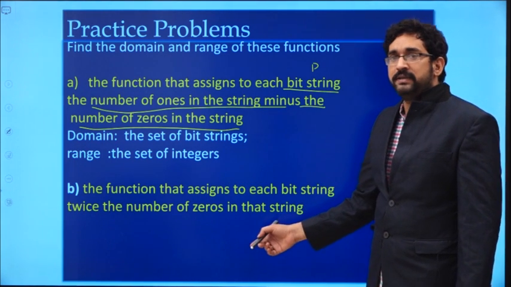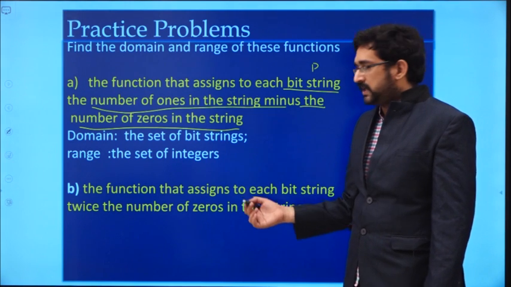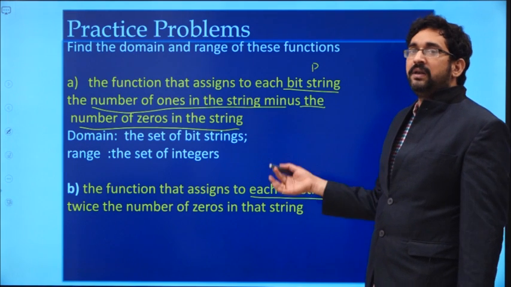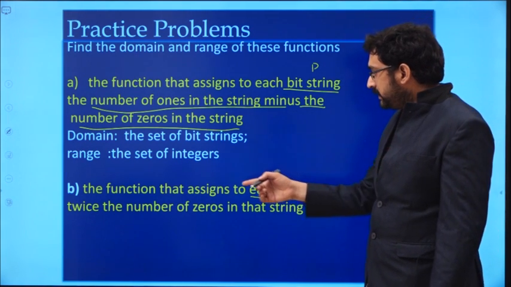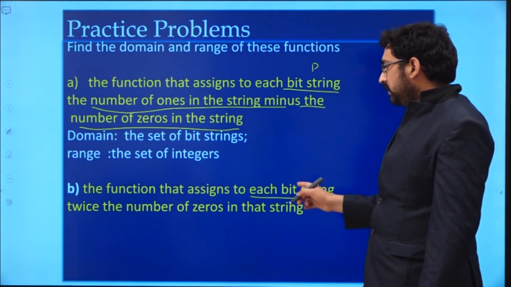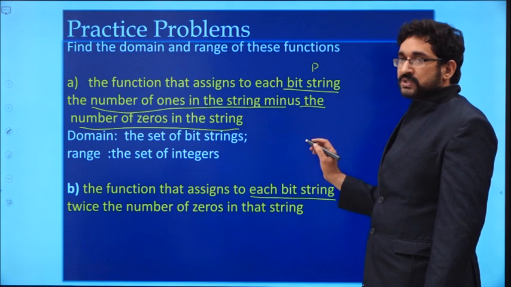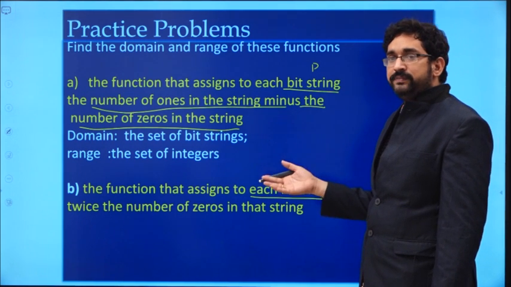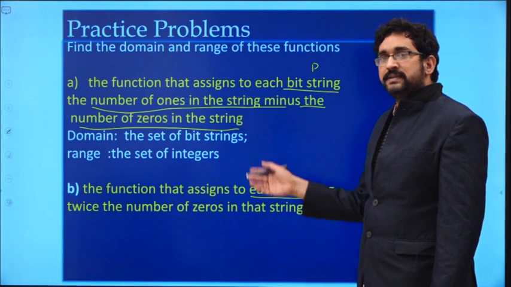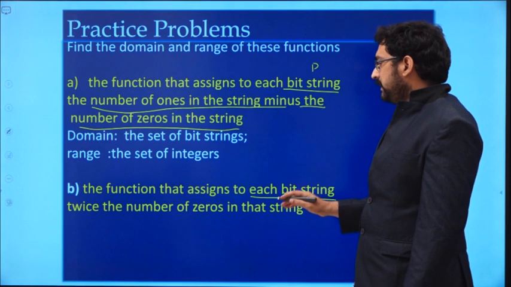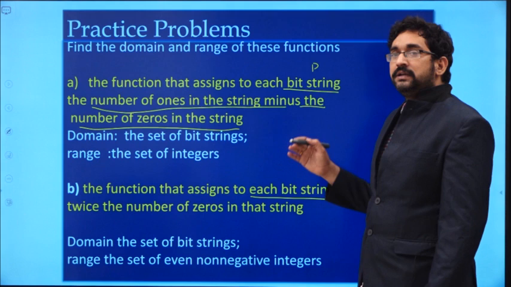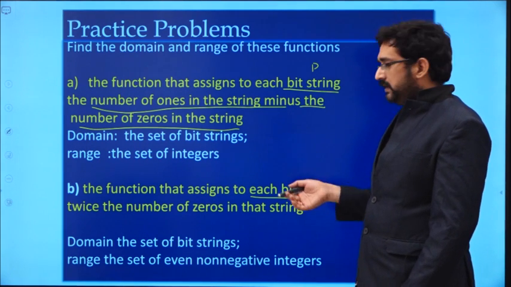See the second one. For this also you have to find the domain and range. So what is the domain? The set of all bit strings is the domain. What is the problem? The function that assigns to each bit string twice the number of zeros in the string. That means what will it assign to a bit string? If there are two zeros, it will be assigned 4. That's why the domain for this problem is bit strings, and the range will be the set of all even non-negative integers.